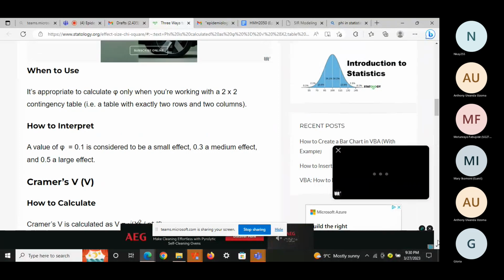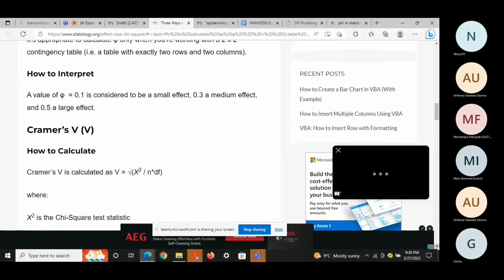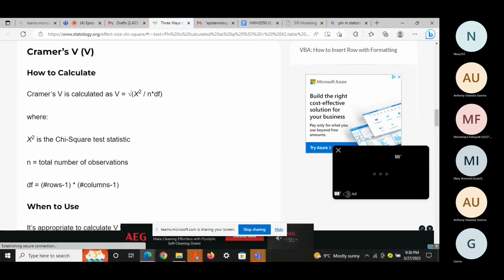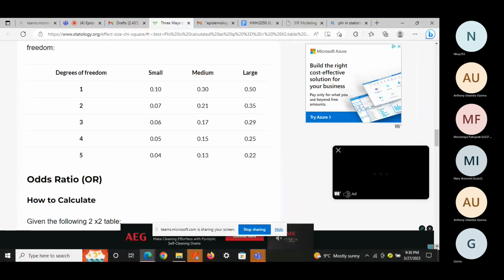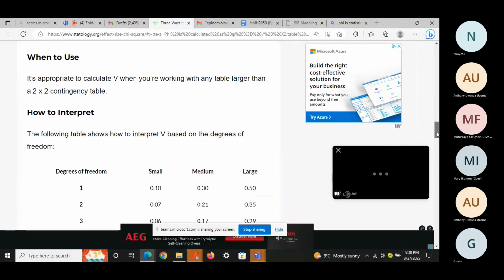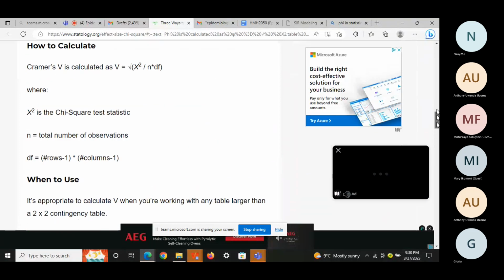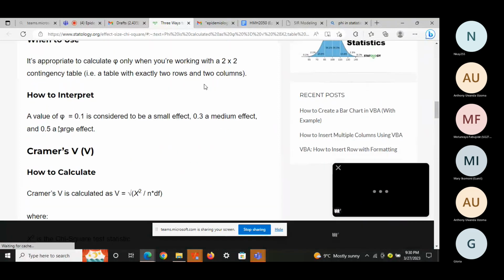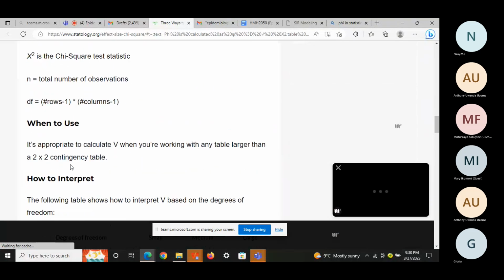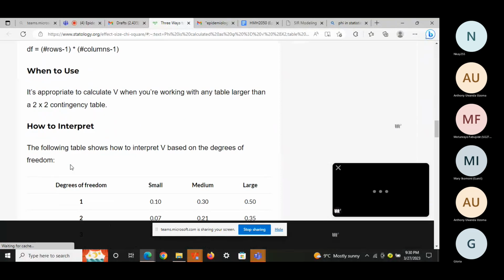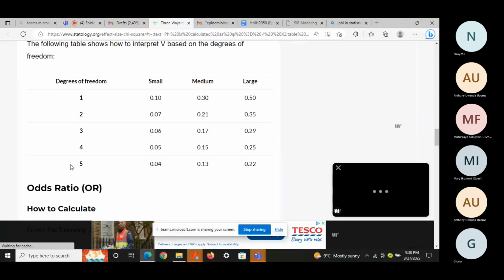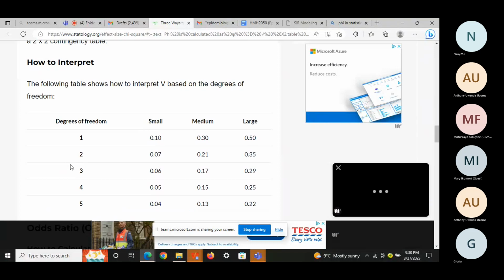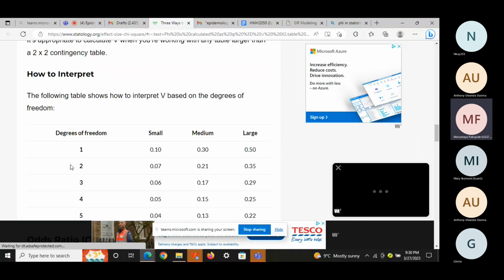Kramer V, all these ones I don't know them before. I'm just seeing them for the first time. So Kramer V is interpreted as... how do they even say it here? In Kramer V, where are we? When to use? Okay. I don't know about this Kramer V myself, so let me not say what I want. I don't know how to interpret it.